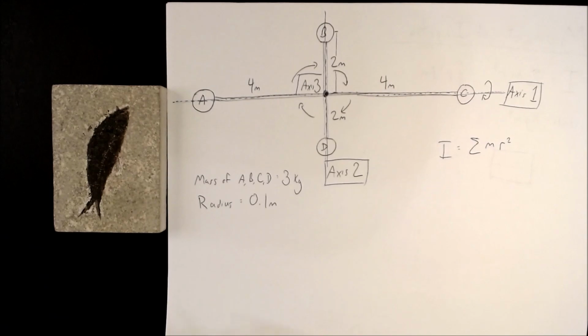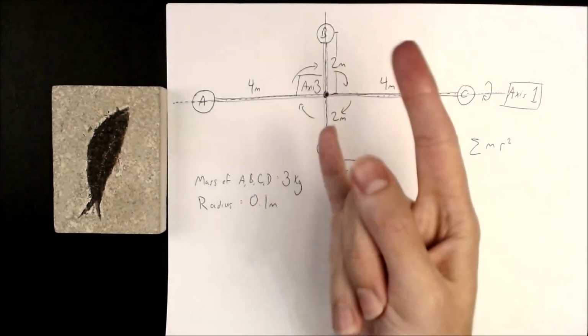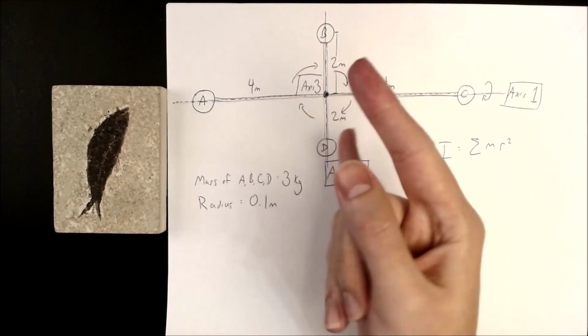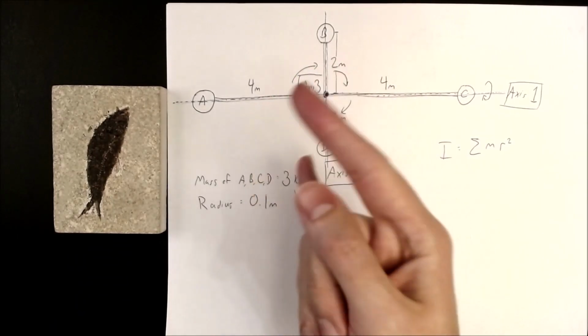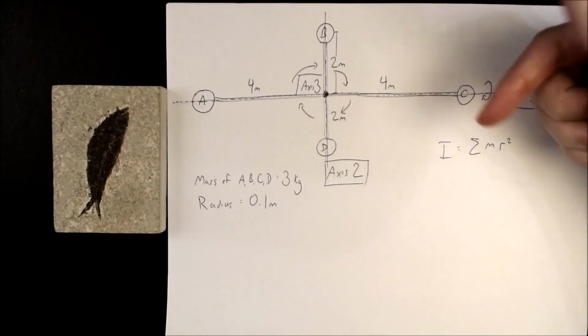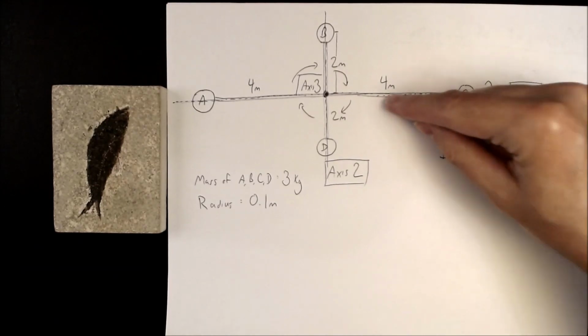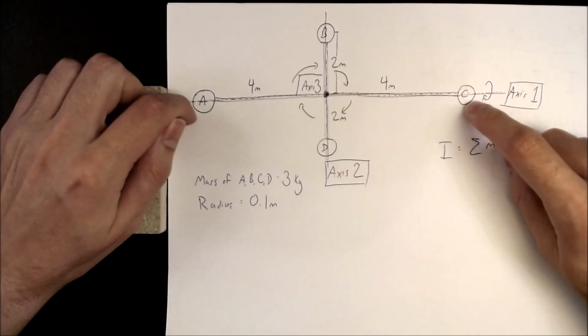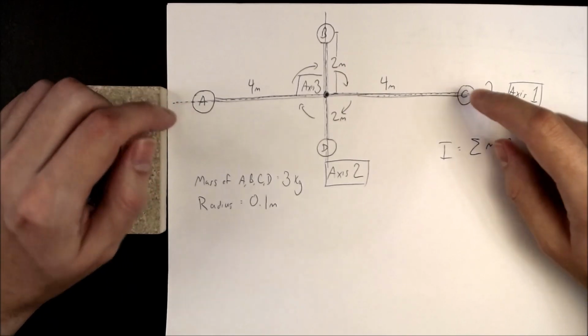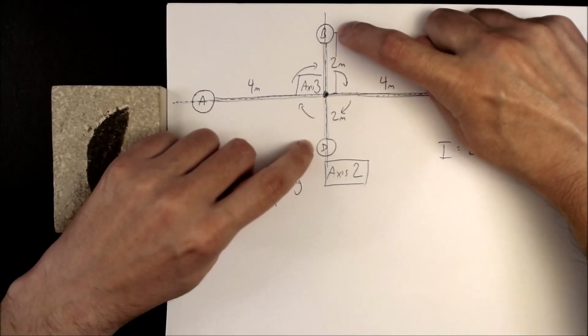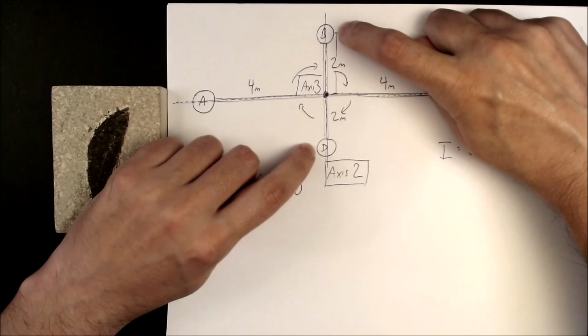Okay, I think that it's going to be much more difficult to rotate around axis 2 than it would be to rotate around axis 1. Around axis 1, these two objects have almost no effect, but these two have some effect. So these are the ones that are going to matter.